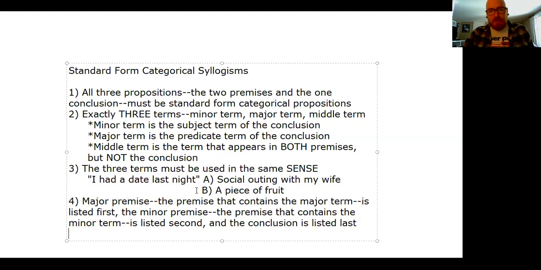Okay. Now, the reason why it needs to be listed this way, why the major premise needs to be listed first, the minor premise needs to be listed second, and then the conclusion needs to be listed last, is because we actually use a shorthand notation to label syllogisms. Okay, we actually use a shorthand notation here.